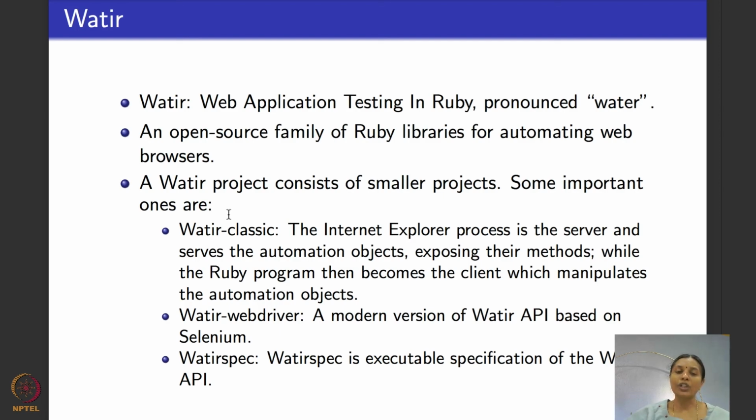A Watir project typically consists of smaller pieces. Watir Classic is an IE process where the server is the IE process, and what does it serve? The clients, which are the objects that you want to automate and execute as a part of your test case execution. How does it do that? It exposes their methods, and then the Ruby program in which Watir is written becomes the client and it manipulates the automation objects. So that's how the classical version works.